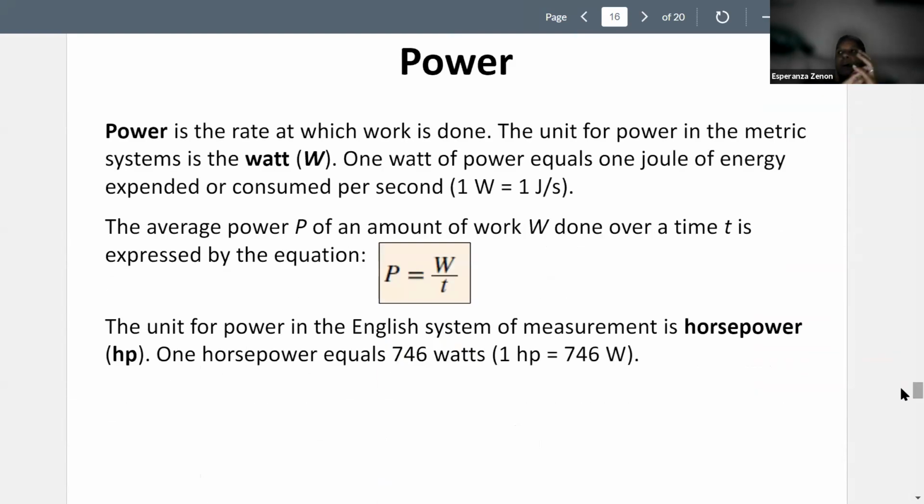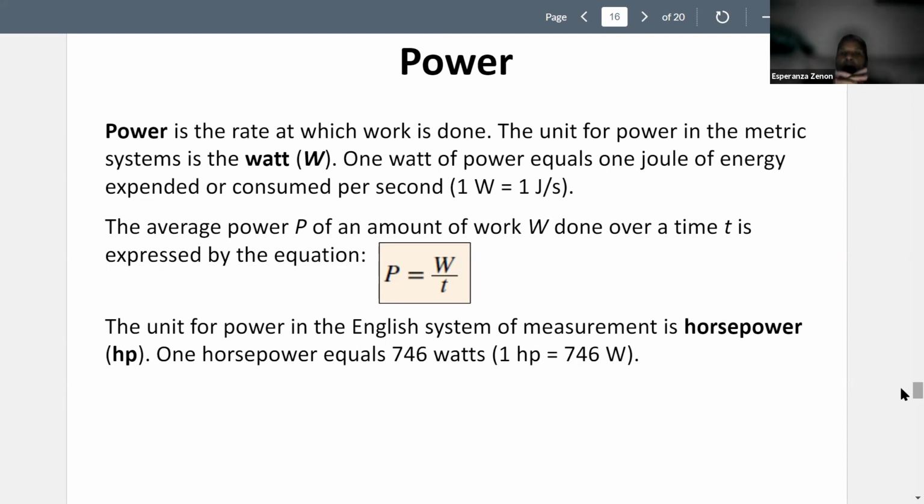That takes us to power. If efficiency looks at how well we utilize energy, power looks at the rate at which we use energy. It's looking at the rate at which work is being done. Now you have to remember that work and energy are interchangeable. So when we're looking at the power of a system, we're looking at the work that's being done per unit time. And the unit in the metric system for power is the watt.